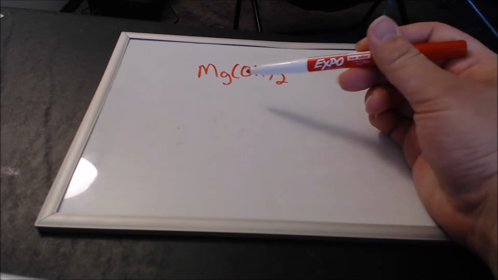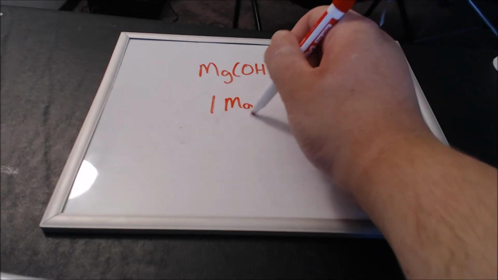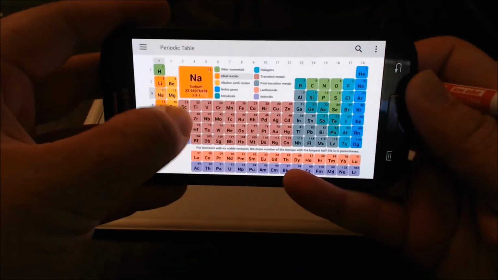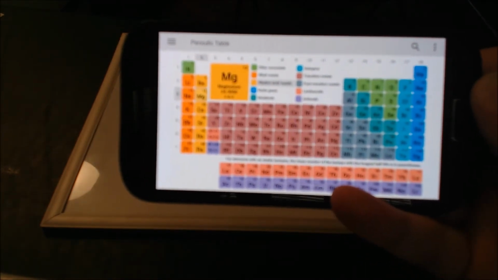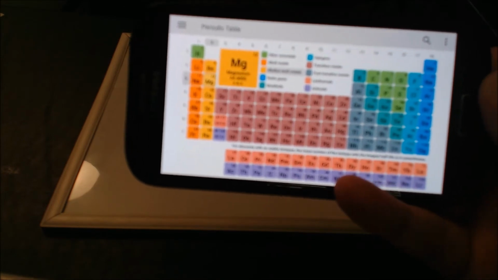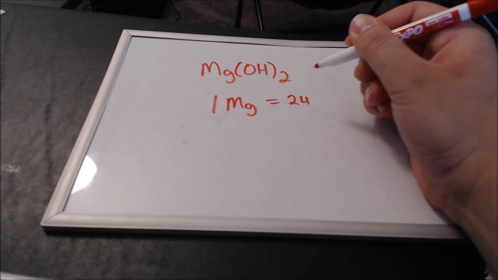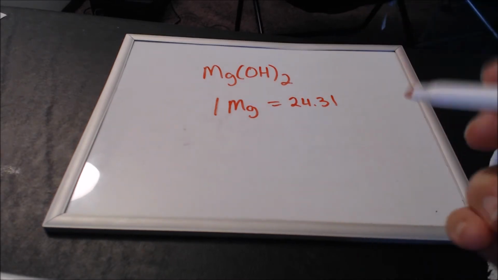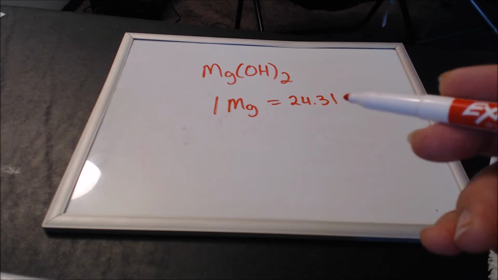So what this means is that we have 1 Mg, so I'm just going to put 1 Mg, which is equal to, we're going to go on the periodic table, we see Mg is here, and 1 Mg is actually equal to 24.3. I'm going to round it to 24.31. It's really 305, but I did the calculation with 31. In actuality, you'd probably put 305 there.